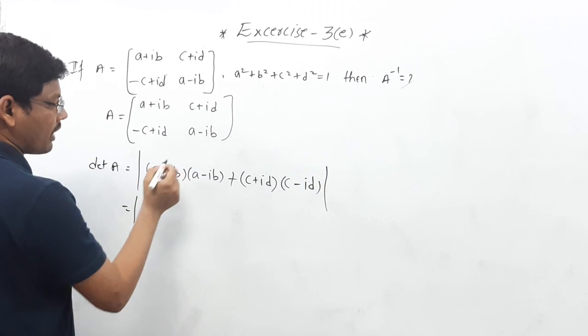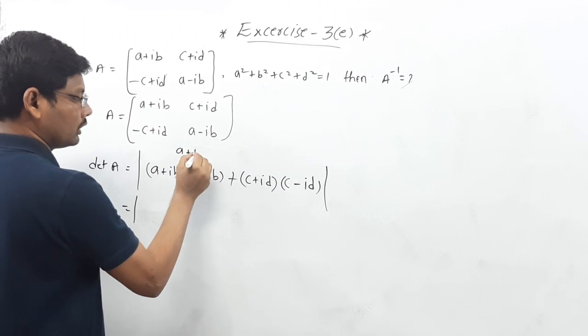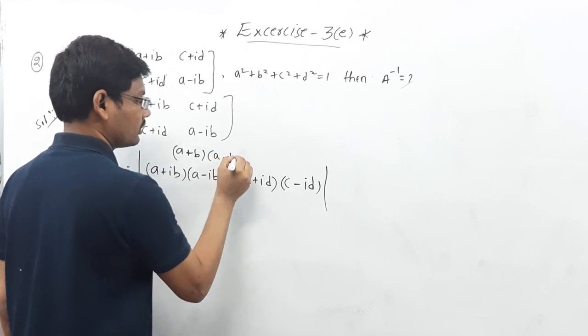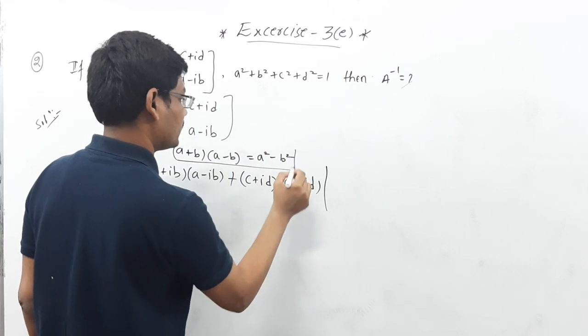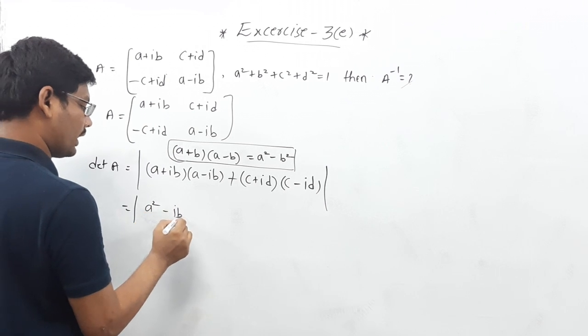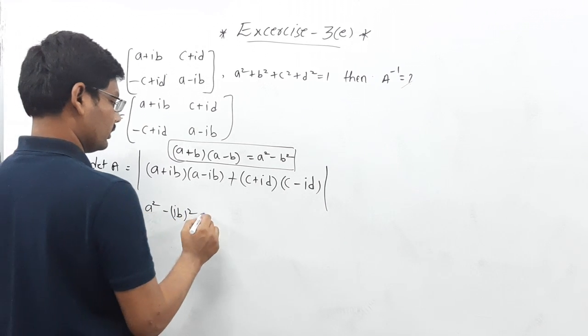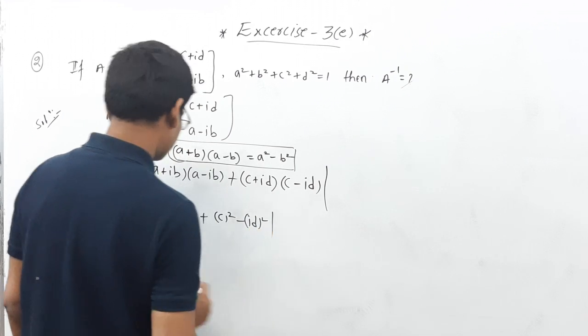Here it is in the form of A square, (A plus B) into (A minus B) is equal to A square minus B square. This is the formula. Here it is A square minus of (IB) whole square, then plus C square minus of (ID) whole square.